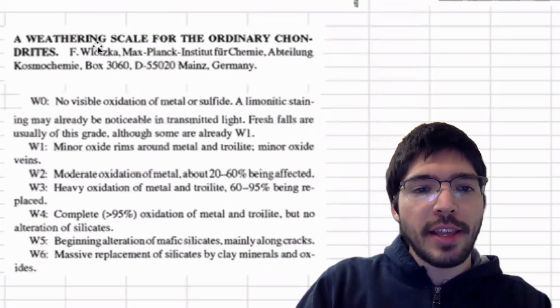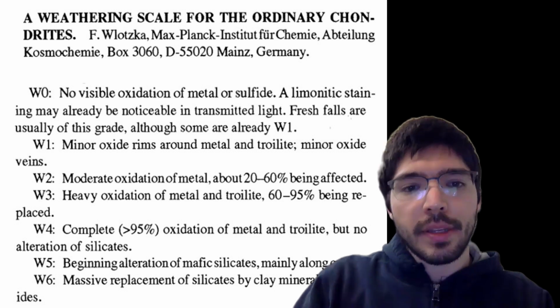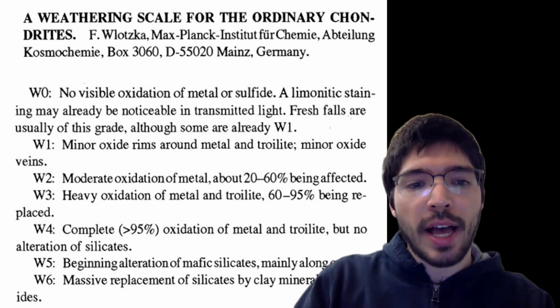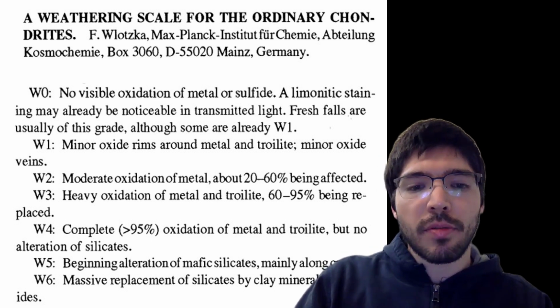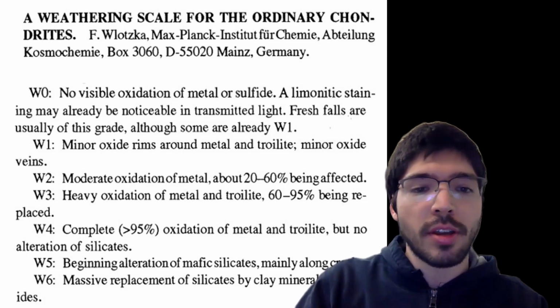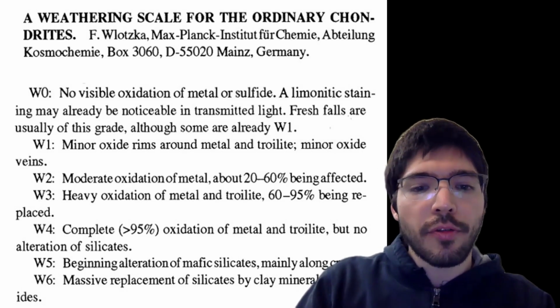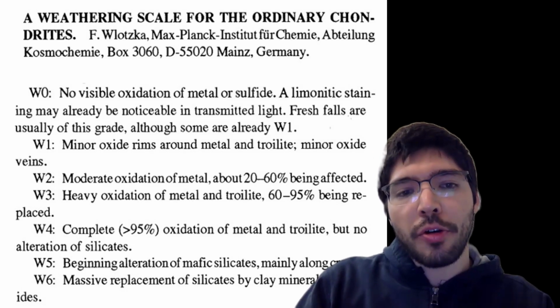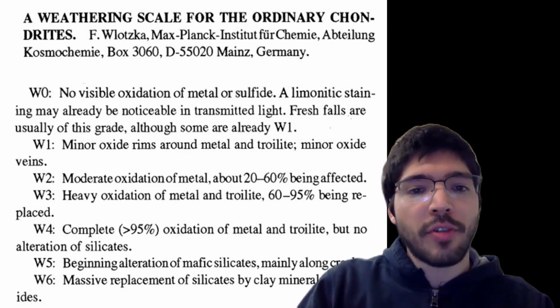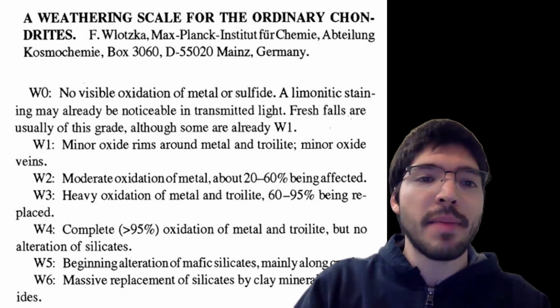And then finally, this is the weathering scale for ordinary chondrites by Wlotzka, from 2005. Basically, it has to do with when you're looking at the thin section, whether or not you see oxidation or rusting of metal, and whether you see other phases that are being altered, like silicates. There are other scales as well with Antarctic meteorites, where they look at the entire sample and assign things like A, B, or C.